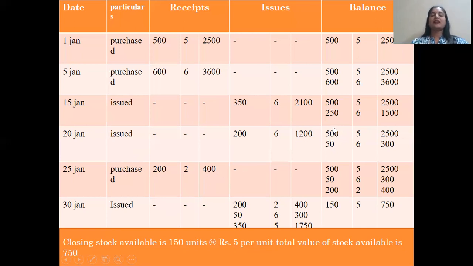See, what is the balance we had? Carry the same balance, 500, 50. Now we have purchased 200. Take the balance, that is the third lot. First lot is 500, second lot is 50, and the third lot is 200. See here, we have done the balancing with the same cost per unit. Now, on 30th Jan, we should issue. How much should be issued? So total 600 should be issued.